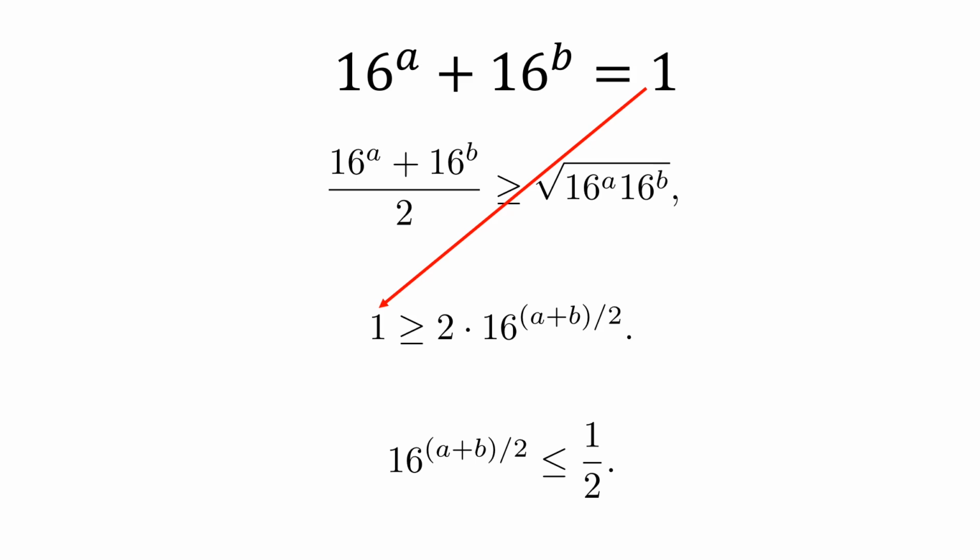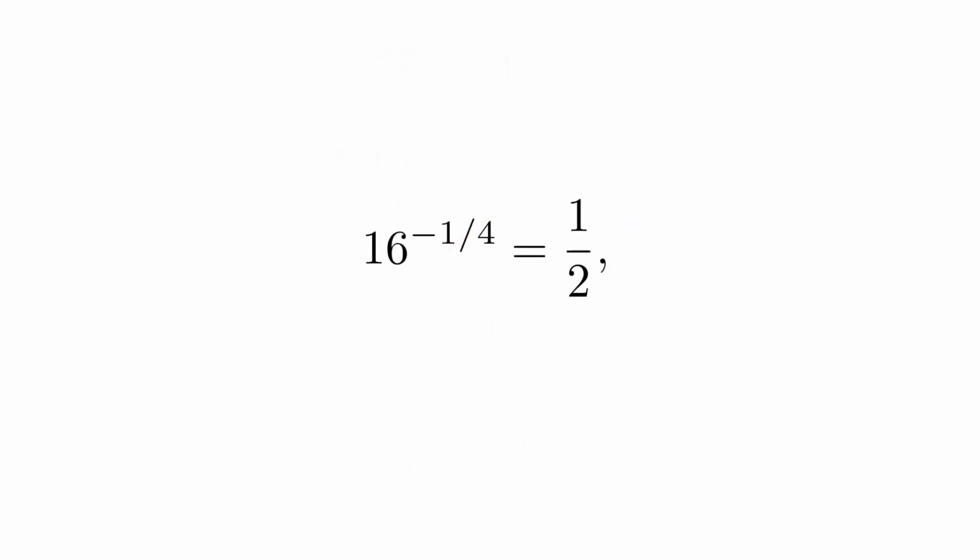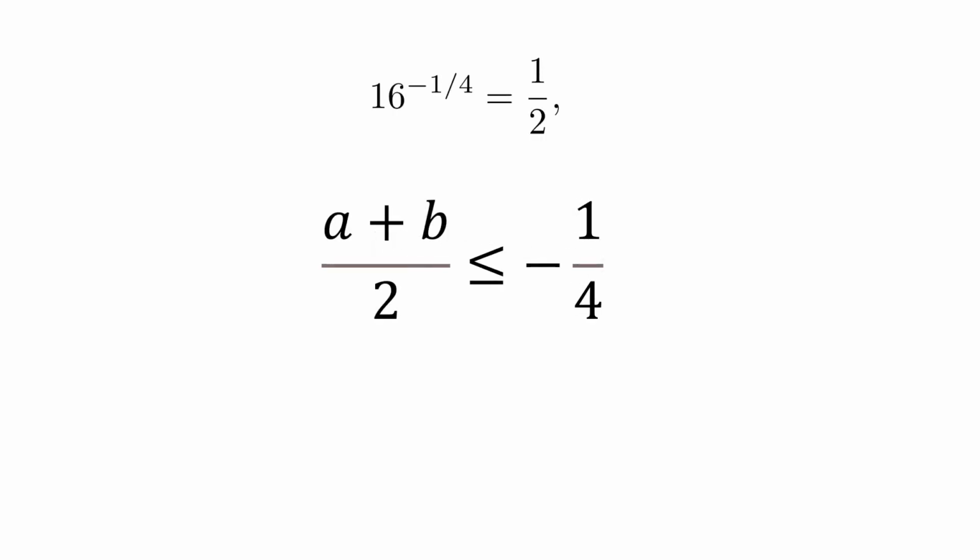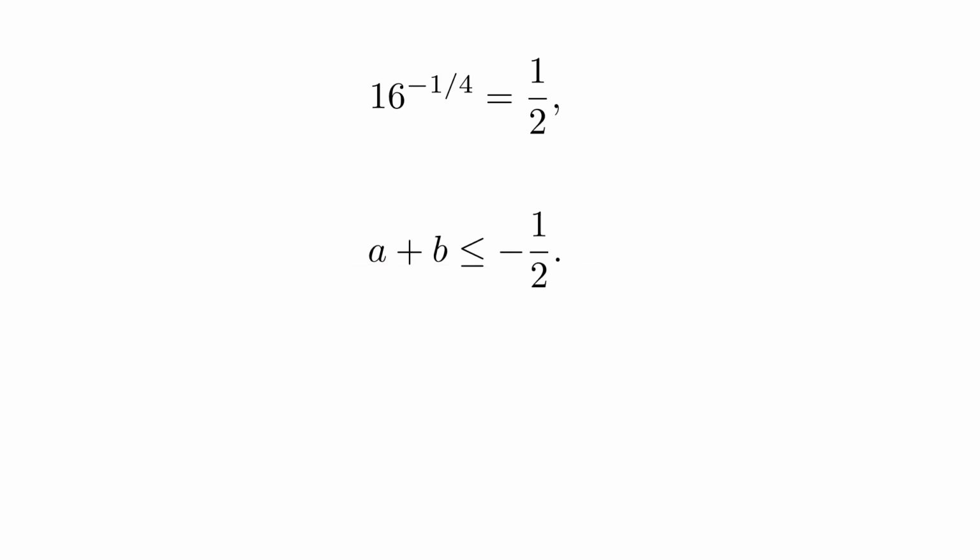And here's the clever part. If we plug in the negative of 1/4, we get an answer of 1/2. This means the average of a and b is less than or equal to negative 1/4, which also tells us that a plus b is less than or equal to negative 1/2.